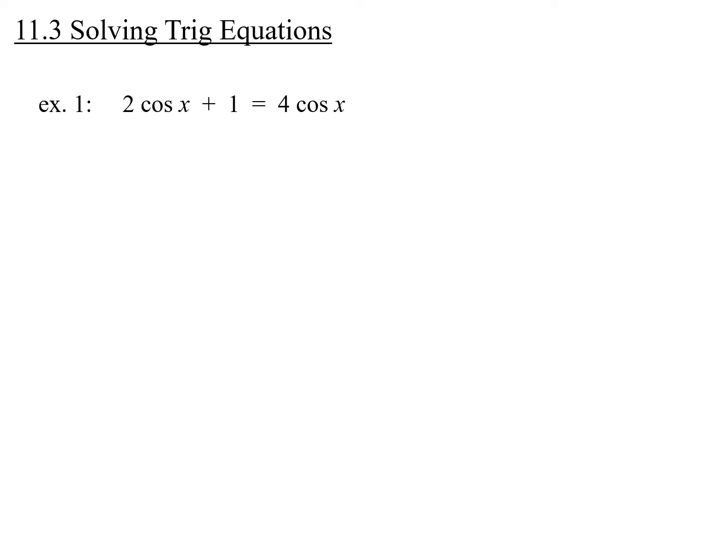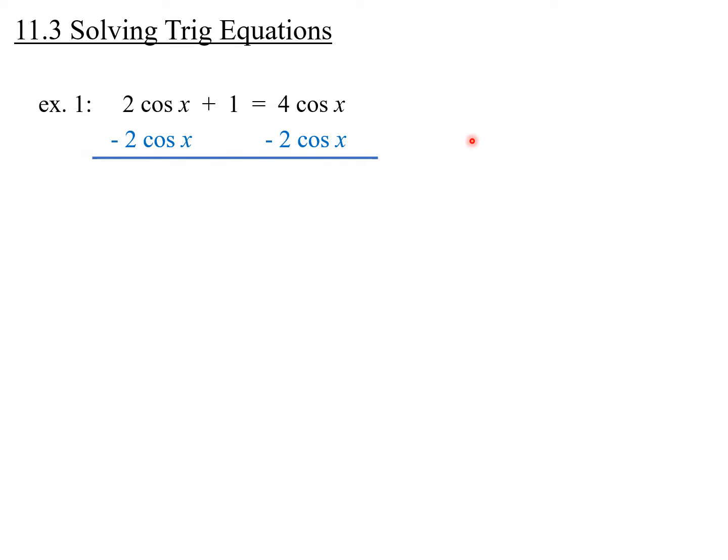Solving trig equations. So as an example, first example, let's solve this equation. Now, the cosine of x is going to follow the same rules as any variable such as x or y or whichever variable you wish. You can do the same things to equations such as this. For example, if I'm going to solve this equation, I want to get rid of the 2 cosine of x from the left-hand side, for example. So I'm going to subtract it from each side.